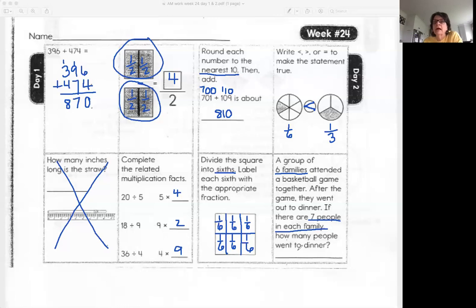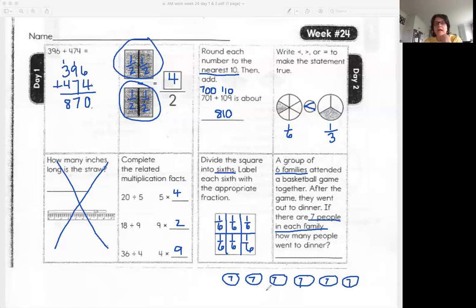Well, this sounds like a classic equal group problem. We have 6 families, 7 people in each family. So I can write a number sentence for this. Also could draw a picture. If I drew a picture, I would do a tape diagram with 6 units, or I might draw 6 circles, put a 7 inside each one. The circles represent the 6 families. The 7 inside each one represents the 7 people in each family. And then go ahead and write a number sentence that you would use, if you haven't already, to find your answer for that.